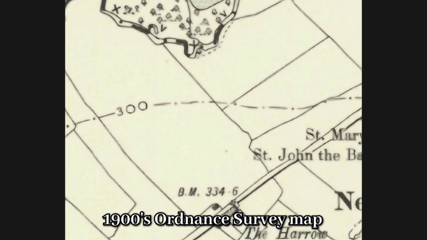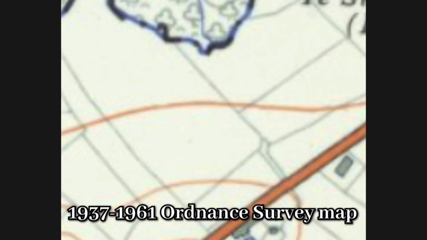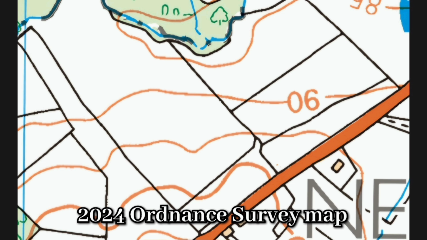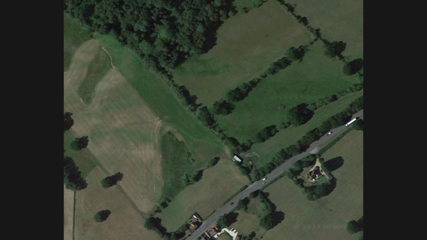As you can see from this map produced in the 1900s, and this version that covered the years 1937 to 1961, and this is the current version in use in 2024. Which meant that the present landscape was fundamentally exactly the same as that which Richard Adams, born in 1920, had known in his childhood and teenage years as he explored the landscape that would one day become the setting of his first novel. So where was the missing hedgerow?